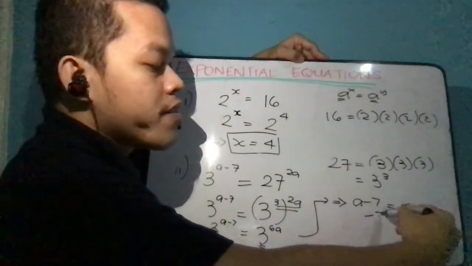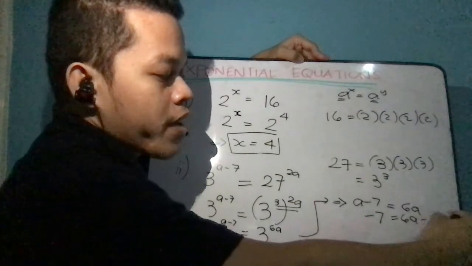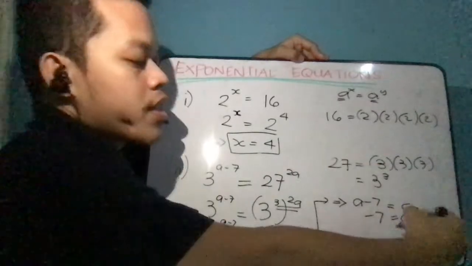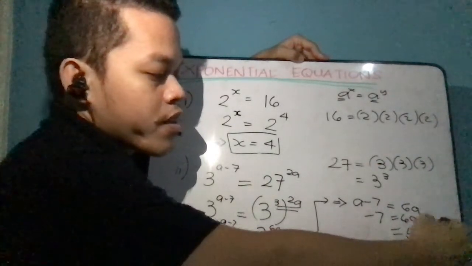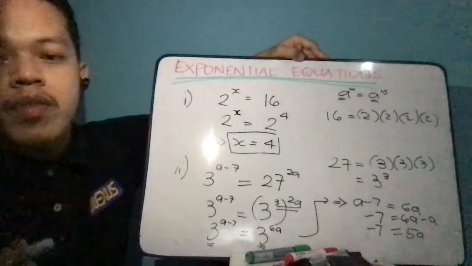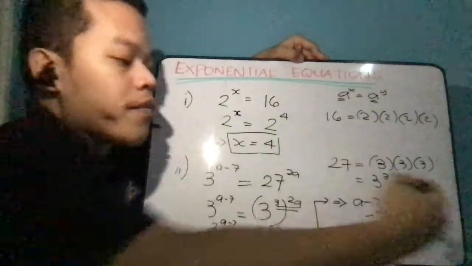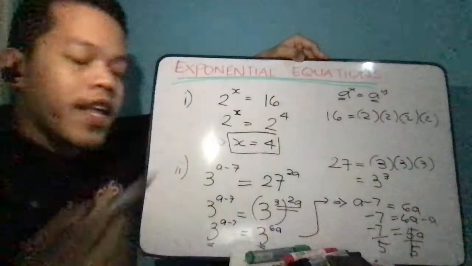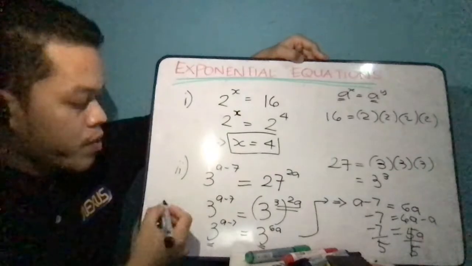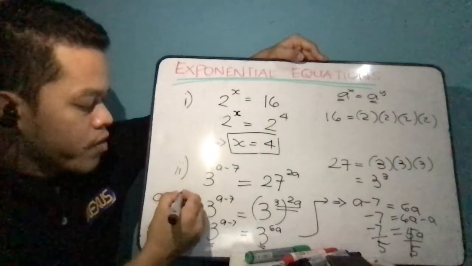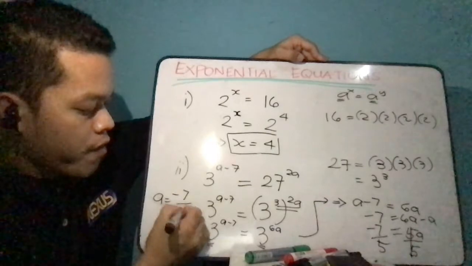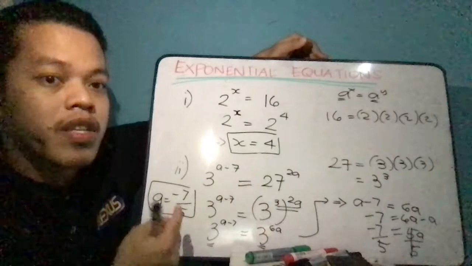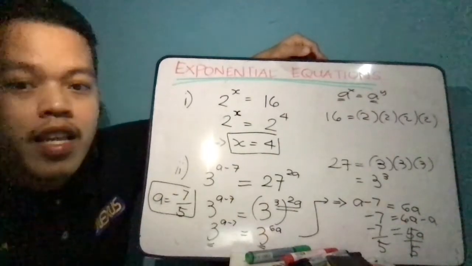So that means negative 7 is equal to 6a minus a. Using the addition property of equality, this will give you 5a equal to negative 7. And to solve for the value of a, we have to divide both sides by 5, giving us a equal to negative 7/5. So our solution here is a is equal to negative 7 over 5. Try to check the correctness of our solution by substituting the value of a into our original equation.